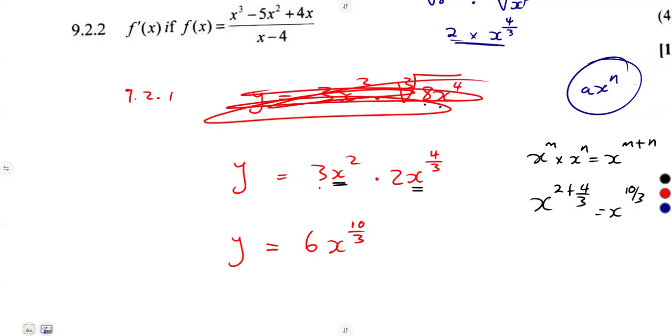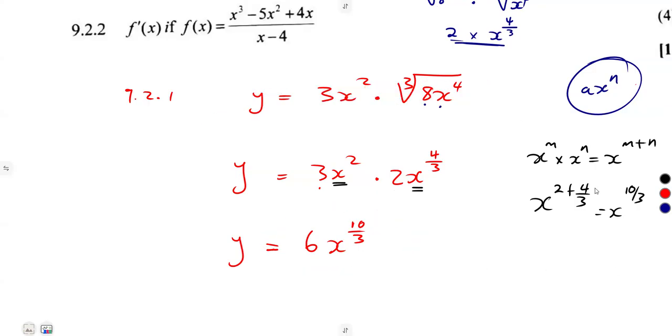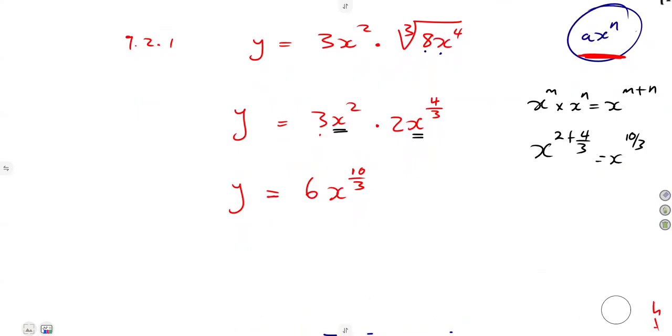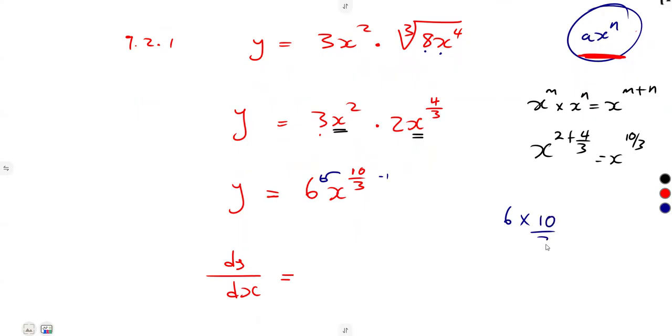So we have simplified this into a single term, ax to the exponent of n, where we can differentiate properly. Before it was impossible. Now it is easier. We can differentiate. So dy/dx is what? Remember, when it is like this, you drop the power, you subtract 1. So that's 6 times the power 10 over 3. That was going to give us 20.